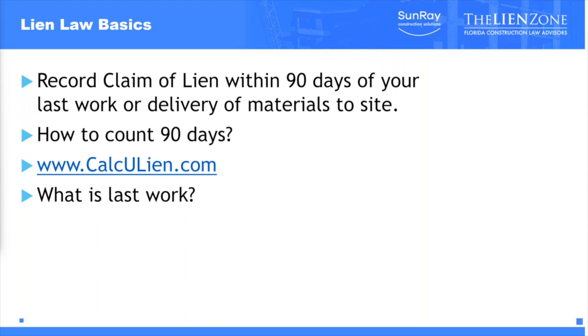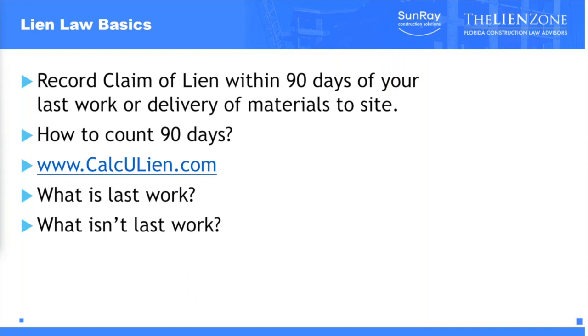So let's talk about the dates of last work. When is last work? The easier way to answer when is your last work is to talk about what isn't last work. And what isn't last work is punch list work, warranty work, or repair work. So if I'm an electrician and I've done all my work, I've passed all my inspections, I've gotten my final, the property's being used, and all of that was done as of 3 weeks ago.